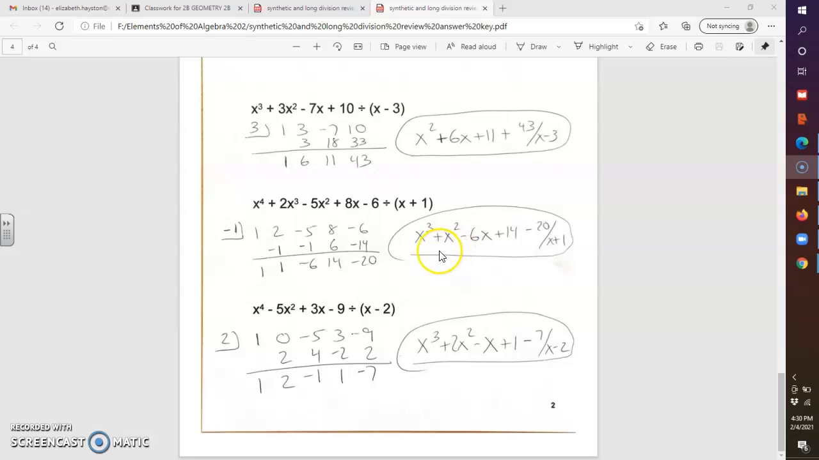And then we write our answer over here. Okay. Keep in mind we're working backwards. So like here, remainder, constant, x squared. Remainder, constant, x squared, and then x cubed.